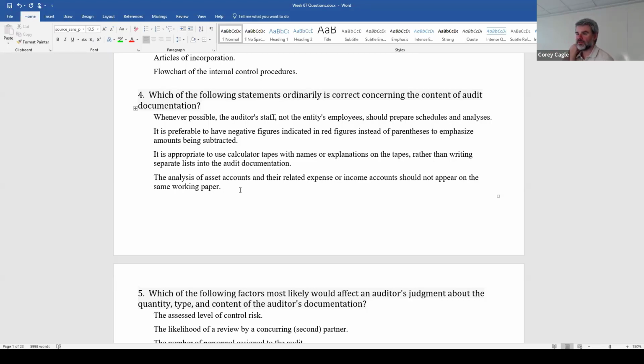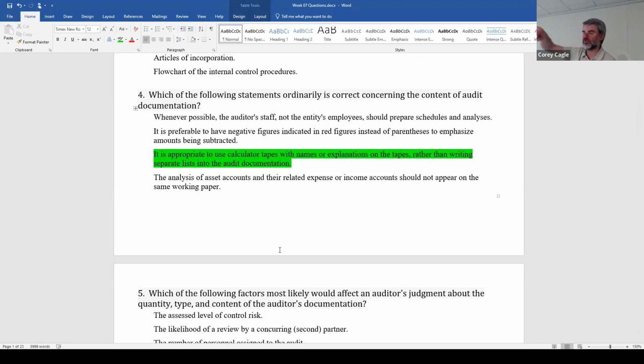C says it's appropriate to use calculator tapes with names or explanations on the tapes rather than writing separate lists into the audit documentation. This is kind of an outdated one, I think, but this is the right answer. The point is we're trying to be efficient, right? So we can just slap that in there and make notes instead of copying a bunch of junk over again. It's a bit of an outdated question, but the point is still there. It's more efficient. There's no need to suck up time unnecessarily by recreating something that's already there. So that's the point that's being made.